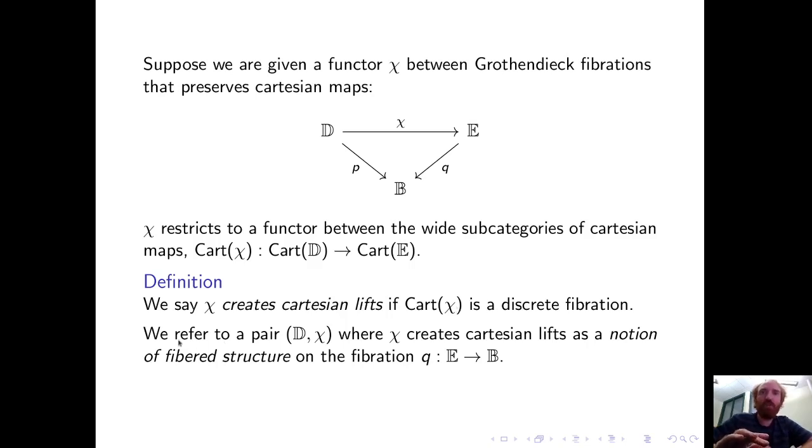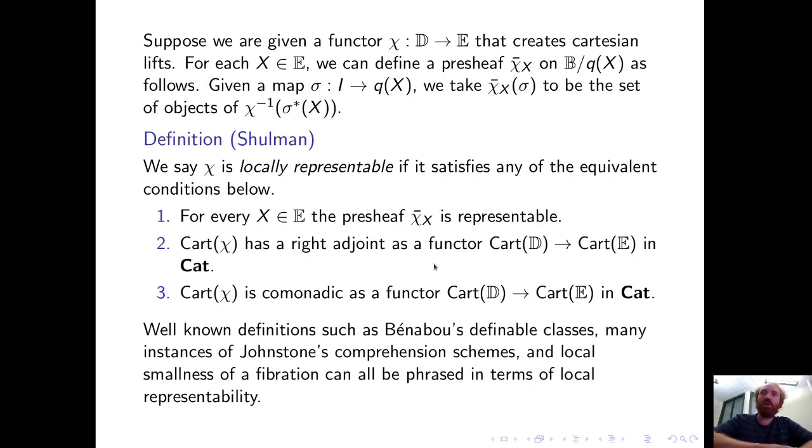And then when this happens, I refer to the pair D, chi together as a notion of fibre structure on the fibration Q. So now a notion of fibre structure may or may not have the property of being locally representable. There are various ways to define this, but motivated by this classifying property for Kan fibrations in cubical sets, we can define it as certain presheaves being representable.